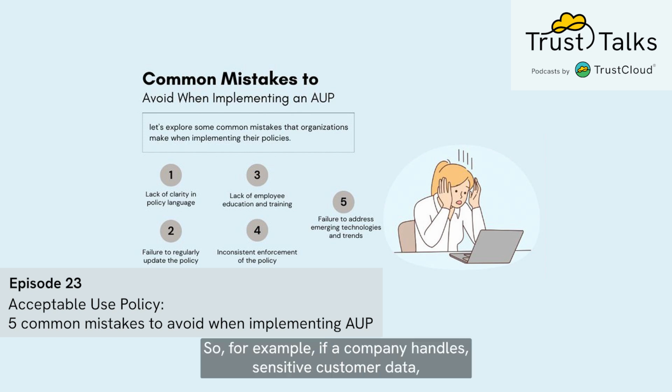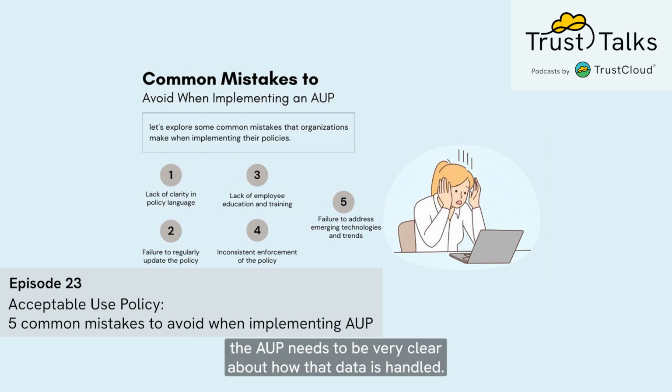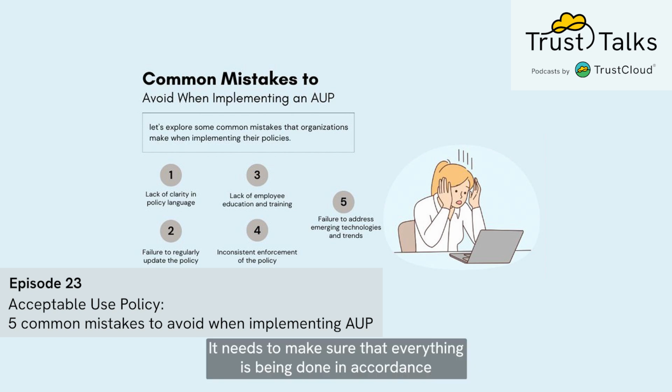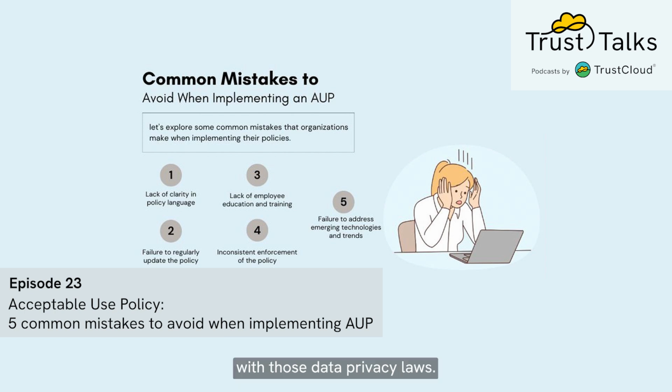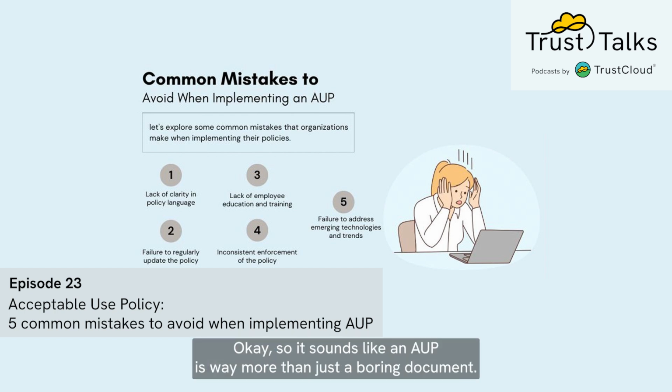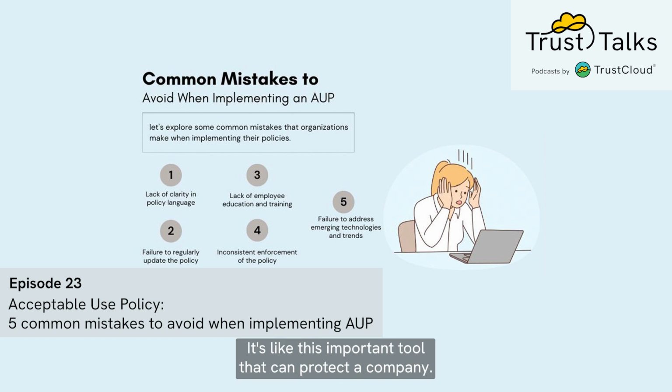Exactly. So, for example, if a company handles sensitive customer data, the AUP needs to be very clear about how that data is handled. It needs to make sure that everything is being done in accordance with those data privacy laws. Okay, so it sounds like an AUP is way more than just a boring document. It's like this important tool that can protect a company.